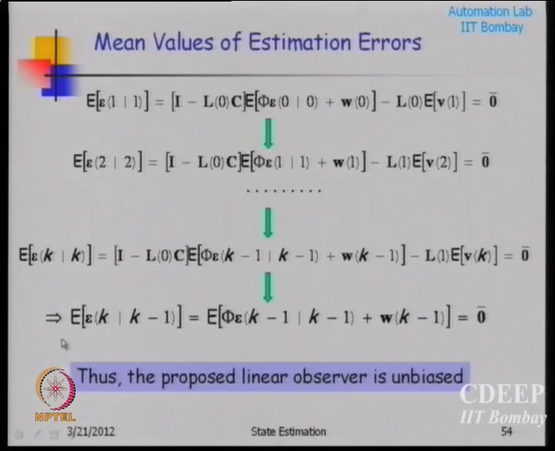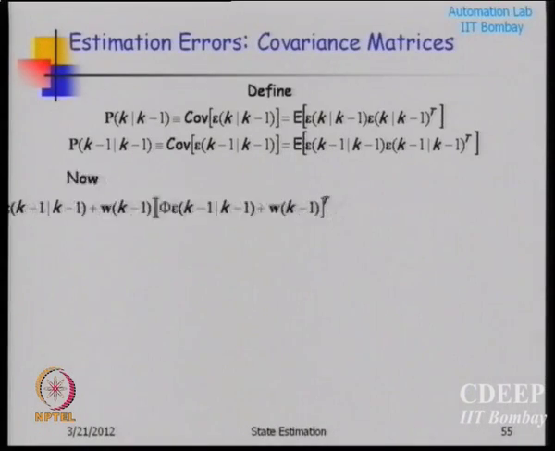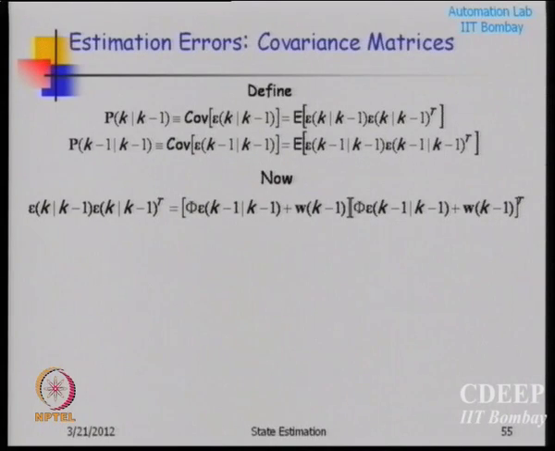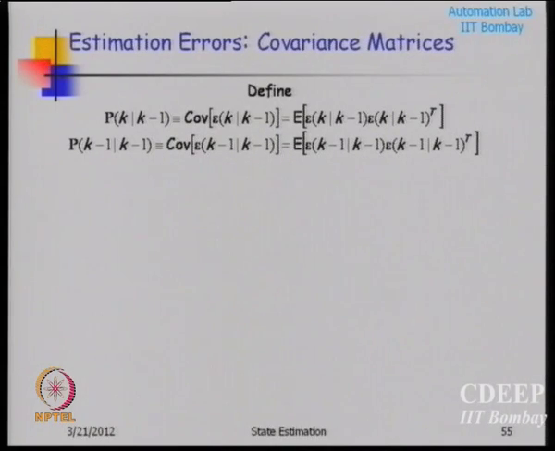See, we showed that the expected value of ε_k, and by this correlation the expected value of ε_{k|k-1}, is also 0. Both the errors have expected value 0. Okay. So now I am going to use this to find out covariance. So I am defining this covariance matrix. See how the covariance matrix is defined.